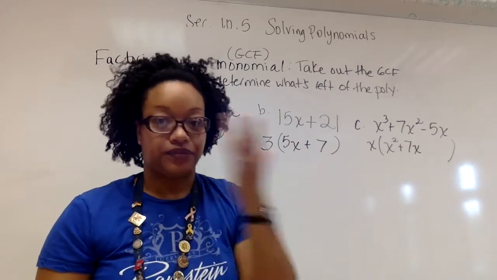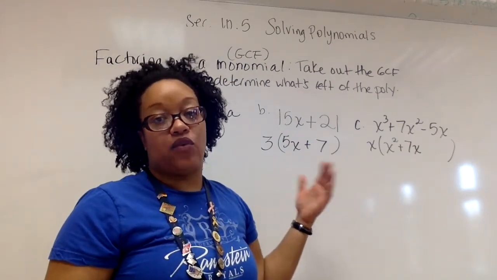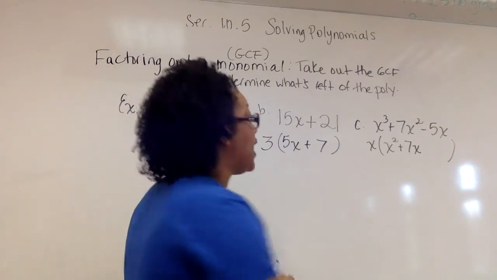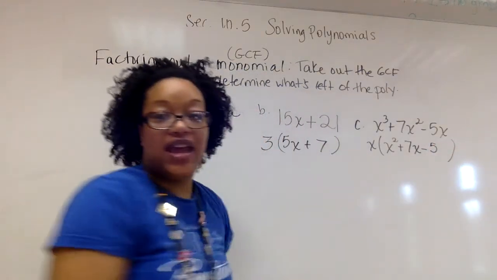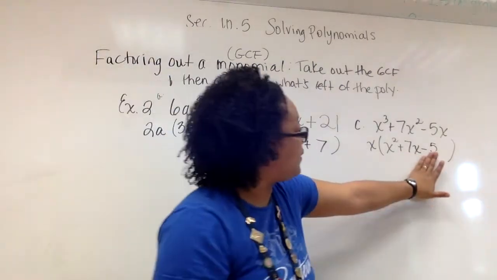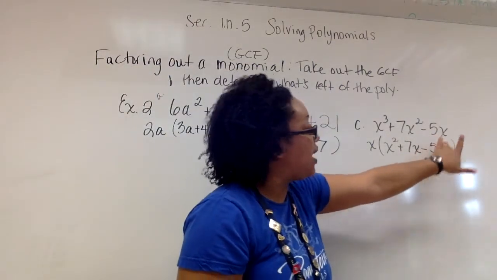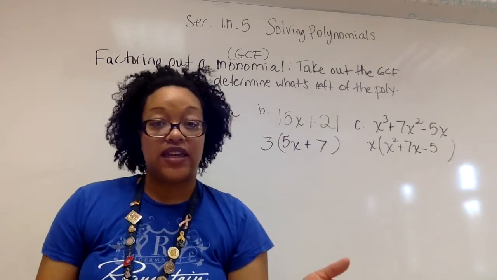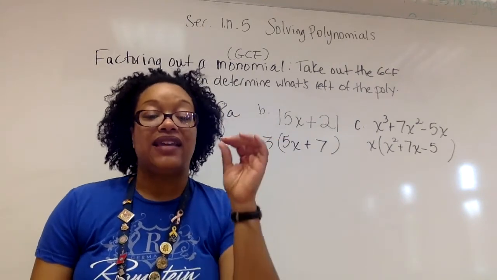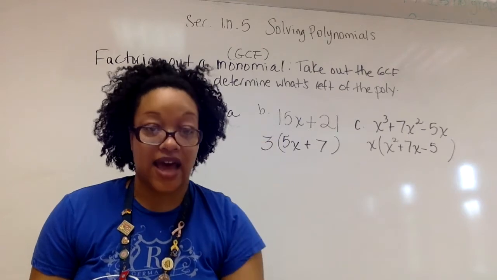Last term. I have a negative 5. Well, it's just 1 times negative 5 is negative 5, so I'll write that down. I already have an x there. X times negative 5 is negative 5x. I'm done. So, one of the things that you're going to have to do is take your time.